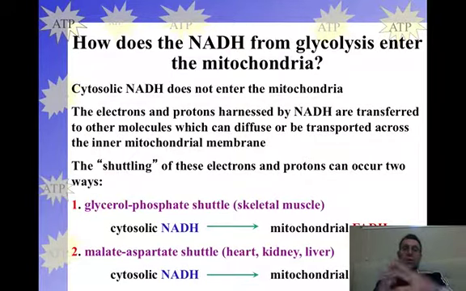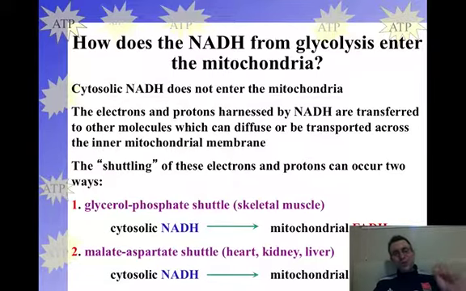Well, we need another carrier. We have these taxis that the hydrogens are being carried around in, NADH being a taxi, and it needs to be shuttled, and it is shuttled. There are two different shuttles that take NADH to the mitochondria and drop off its passengers that were once in the taxi.